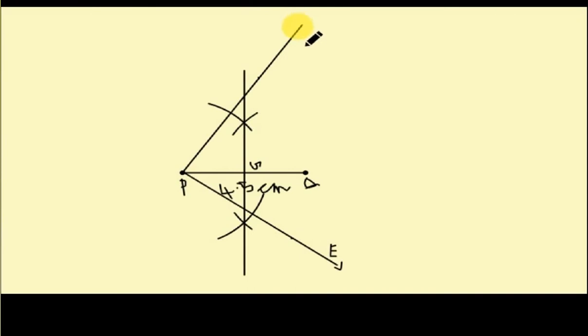Now you mark the line as F. So we have drawn a line PF. So this is angle 35 degree, which has been given in our question. And this is 90 degree now. So the line bisector and the line PF connect at point O.